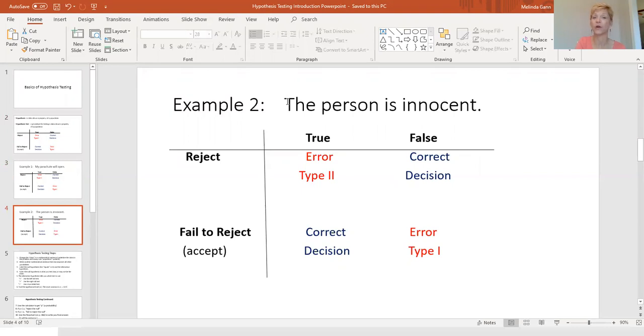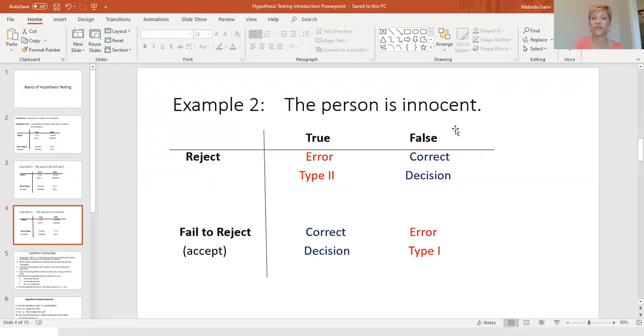In America, the person's innocent until proven guilty. So the claim is when the person walks in court, if I'm on the jury, the hypothesis is the person's innocent. Now again, 2 good decisions and 2 mistakes. If that claim really is true, then I want to accept it, then I make a good decision. That person really is innocent, I believe it, so I let them go.